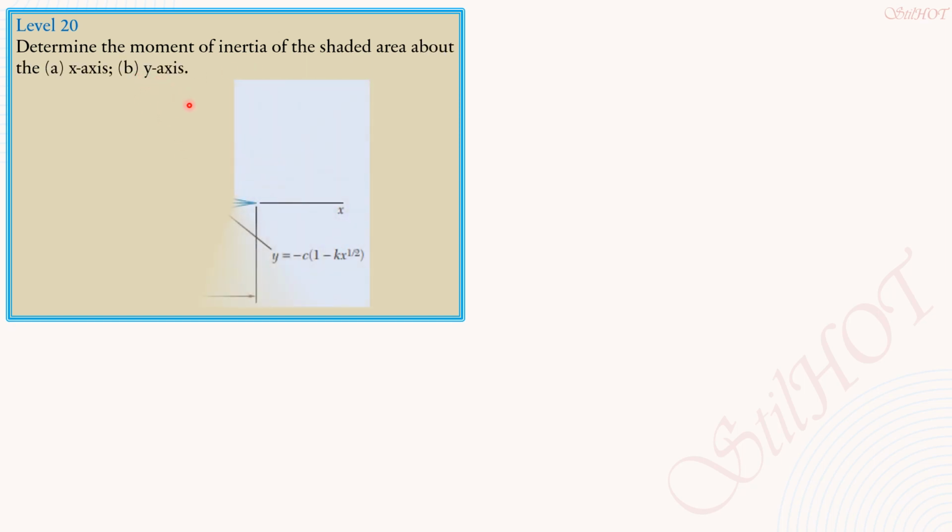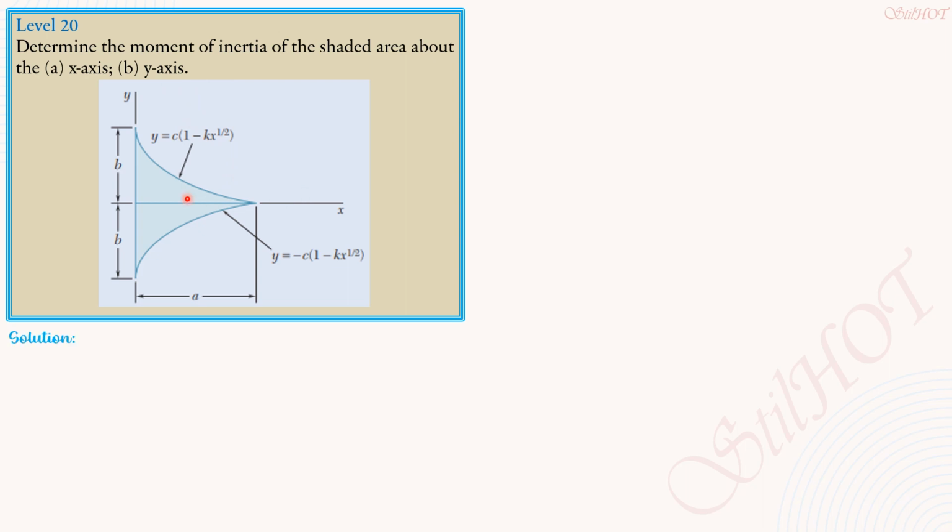Problem 20. Determine the moment of inertia of the shaded area about the x-axis and the y-axis. So here's the given figure. And for our solution, let's select a vertical strip. Take note that there are two identical areas above and below the x-axis. The height of the strip is y, the thickness is dx, and the distance of the strip from the y-axis is x as shown. So differential Ix is 2 times 1/3 y cubed dx.